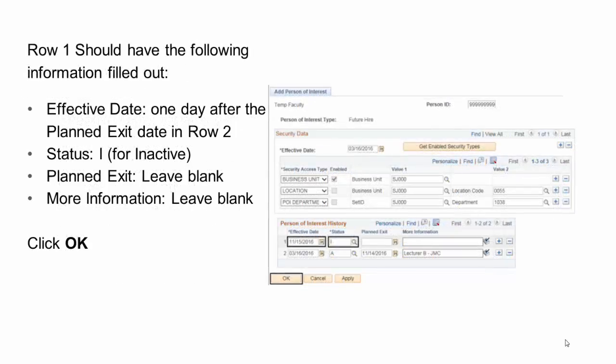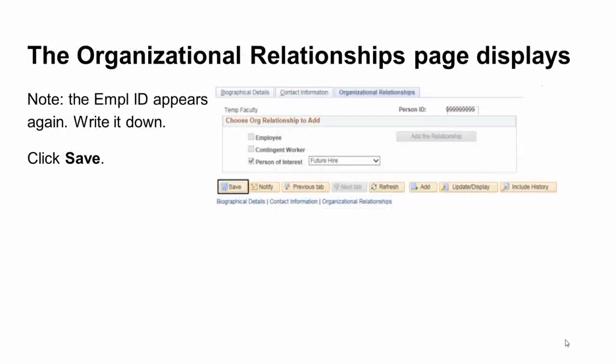Row 1 should have the following information filled out: effective date, 1 day after the planned exit date in row 2. Status: I for inactive, planned exit, leave blank, more information, leave blank. Click OK. The organizational relationships page displays. Note, the EMPL ID appears again. Write it down and click Save.